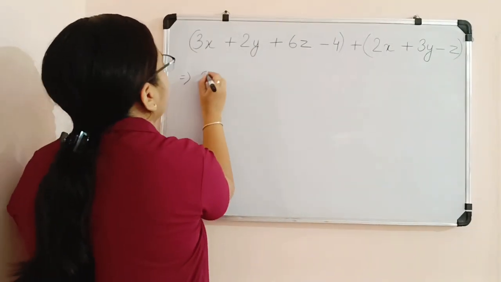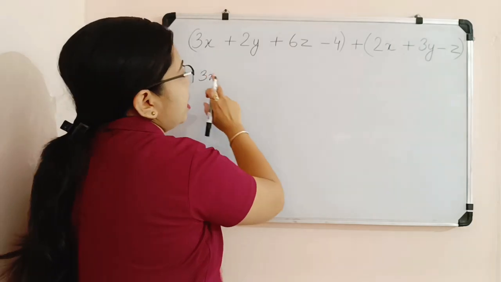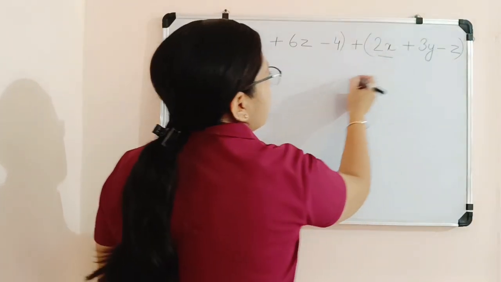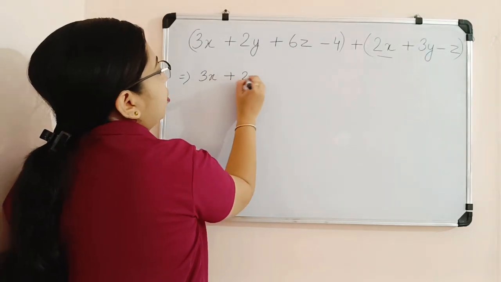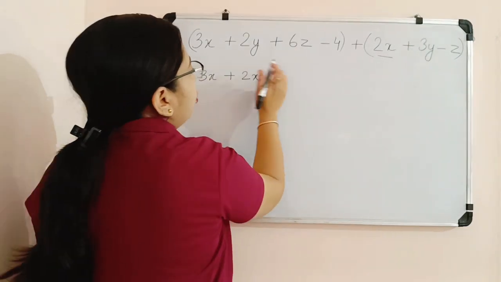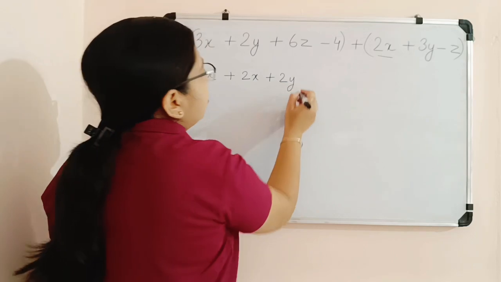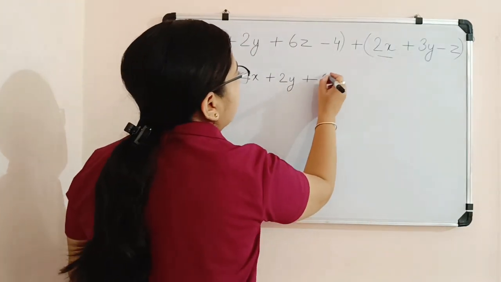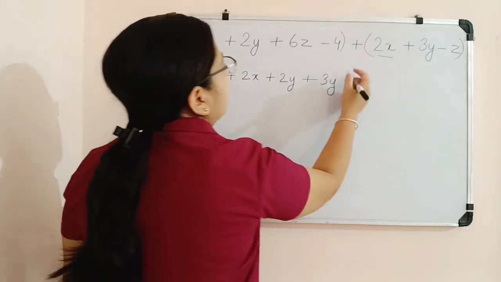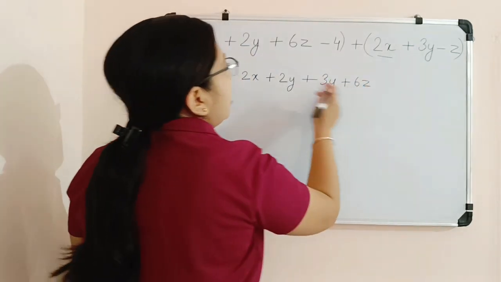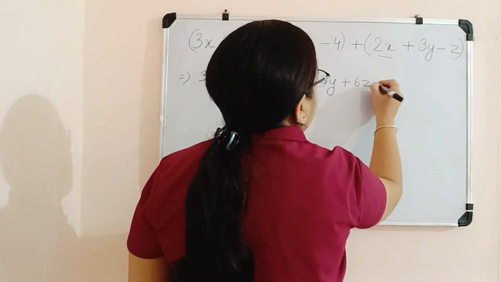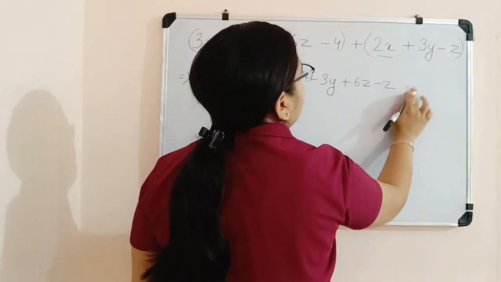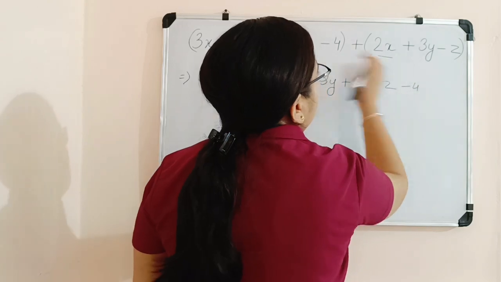Like this. 3x. Now is there any other term containing the x variable? Yes, this is that term. So write it here, 2x. Next term, 2y. Is there any other term containing the variable y? Yes, this 3y. Next is 6z. Is there any other term with z? Yes, this minus z. And 4, this is minus 4. Is there any other constant?